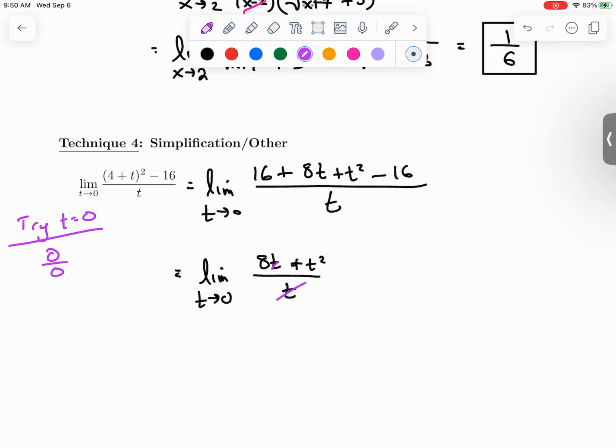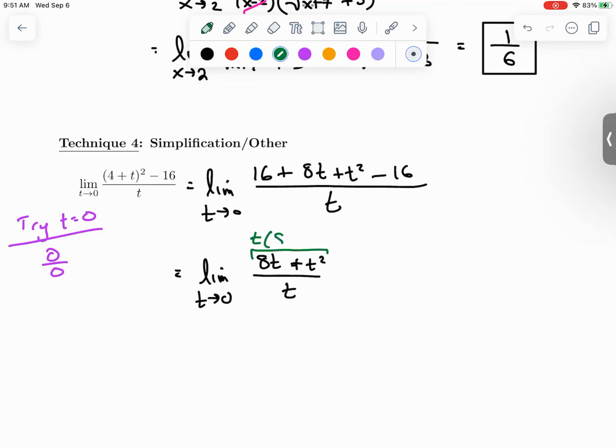You cannot cancel terms. Right here, t is a factor in the denominator. It's the only factor in the denominator. But 8t is a term of a binomial. So that 8t plus t squared, that's a binomial, and the 8t and the t squared are both terms. You cannot cancel terms vertically or diagonally. You can only cancel factors. So first we need to factor it.